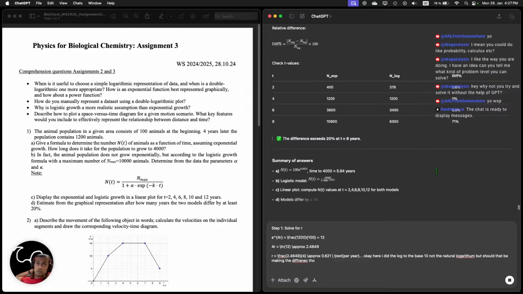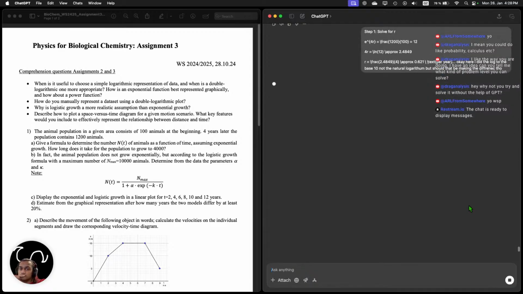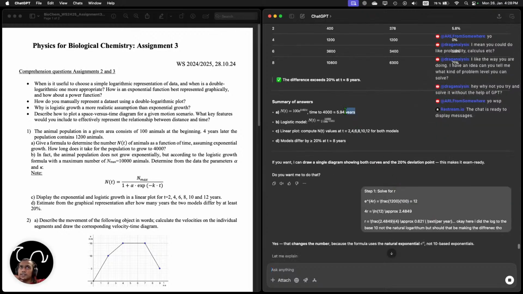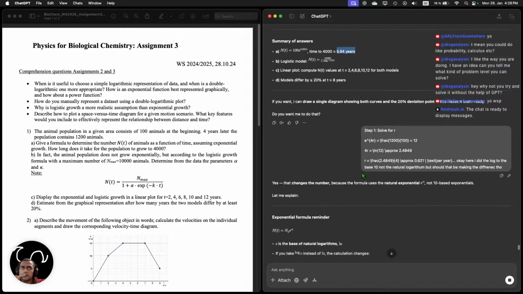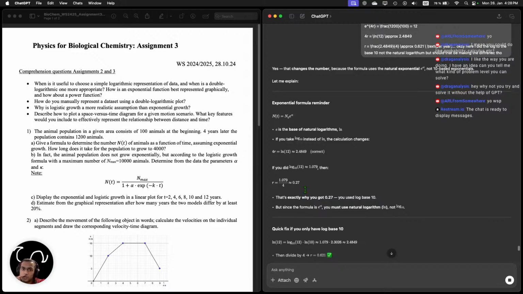Okay, you go, little buddy. Wait, I did get the 6 years. Interesting. That changes the number because the formula uses an actual natural exponent, not the 10 based exponents. Exponential formula reminder. Okay. I learned my lesson.